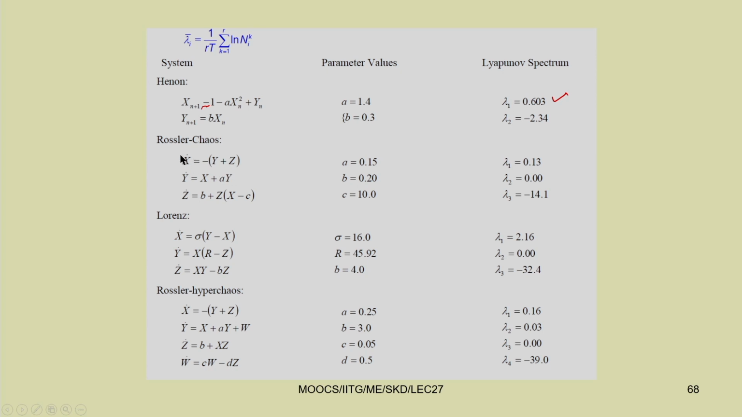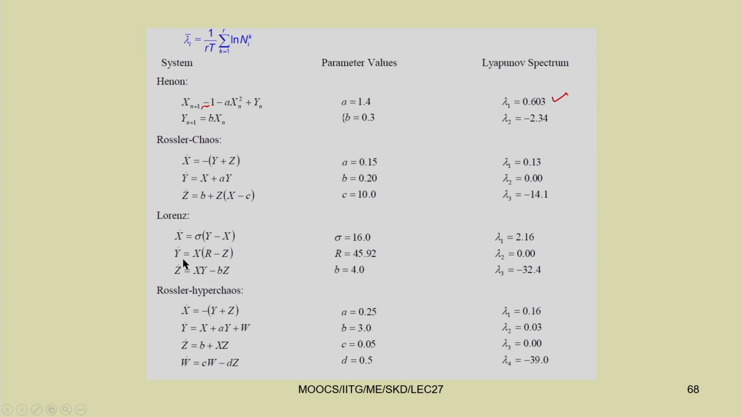Similarly, for the Rossler chaos, x dot equals minus y plus z, y dot equals x plus a y, and z dot equals b plus z into (x minus c). Taking these values of a, b, c, one can find the values of lambda 1, lambda 2 and lambda 3. Here you can see that lambda 1 and lambda 2 are positive.